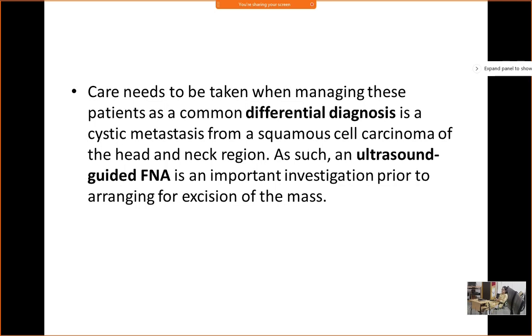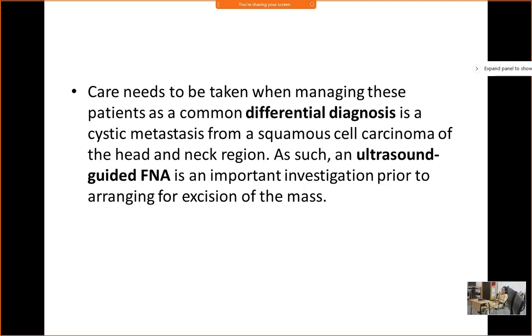So one thing you should learn, the bottom line about any neck swelling, is to always do an ultrasonography first. Distinguish solid, cystic or pulsatile mass. Rule out a pulsatile mass. If it is solid or cystic, always go for an FNA.